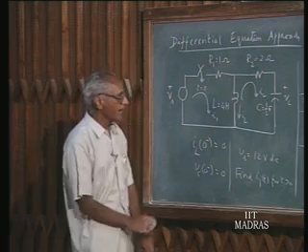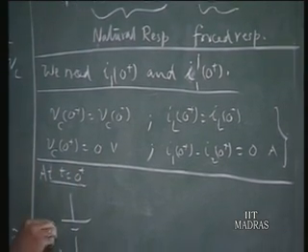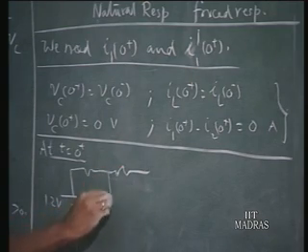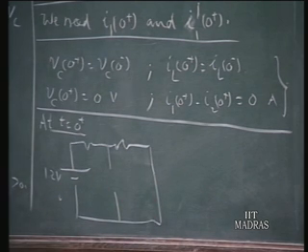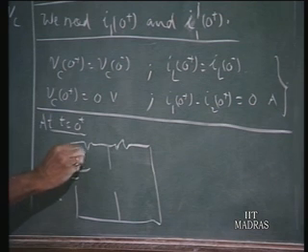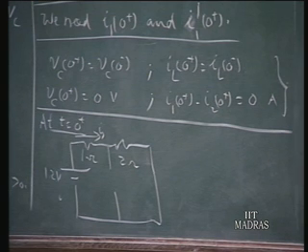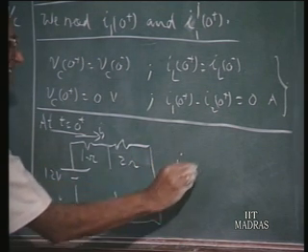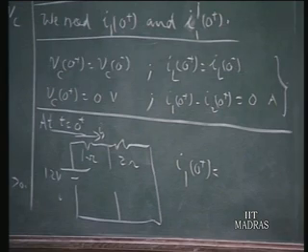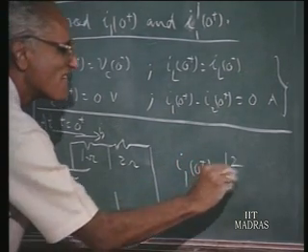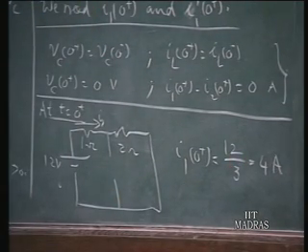Now, let us see. At t equals 0 plus, you have this 12 volt source and you have R1 and R2. The current in the inductor is 0, therefore that is an open circuit, and the capacitor is a short circuit because the voltage across the capacitor is 0. So, you have R1 1 ohm, R2 2 ohms. The current I1 here is 12 divided by 1 plus 2, 3 ohms, therefore I1(0+) is 12 upon 3, that is 4 amperes. That is the initial value of the current.